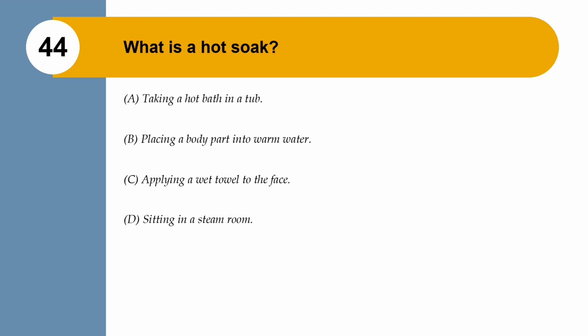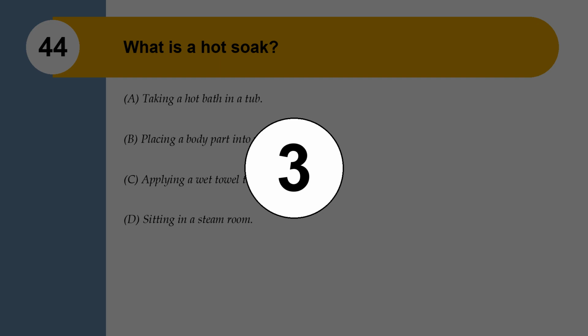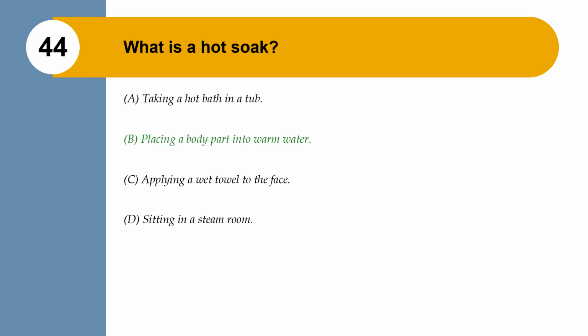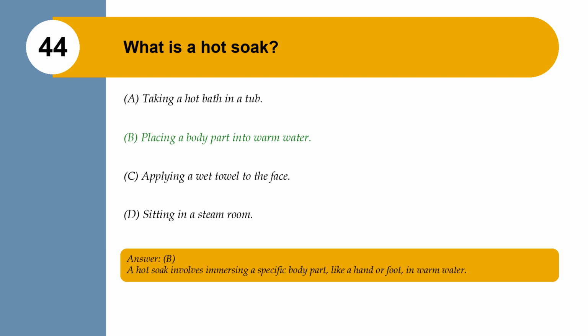Question 44. What is a hot soak? Option A. Taking a hot bath in a tub. Option B. Placing a body part into warm water. Option C. Applying a wet towel to the face. Option D. Sitting in a steam room. The correct answer is option B. Placing a body part into warm water. Explanation. A hot soak involves immersing a specific body part, like a hand or foot, in warm water.